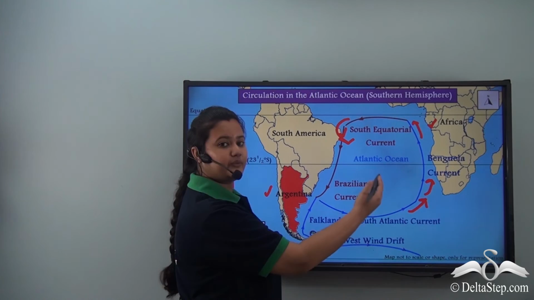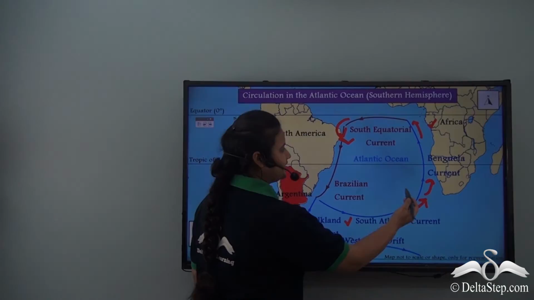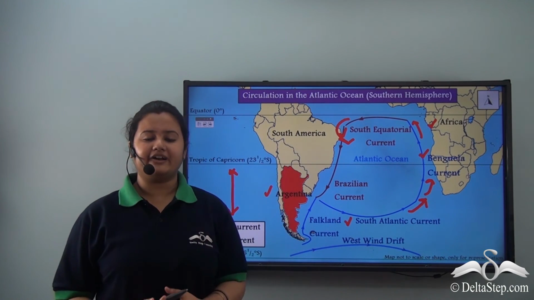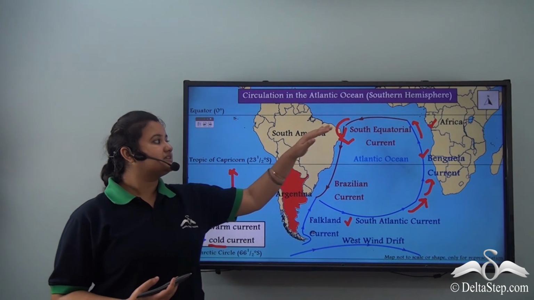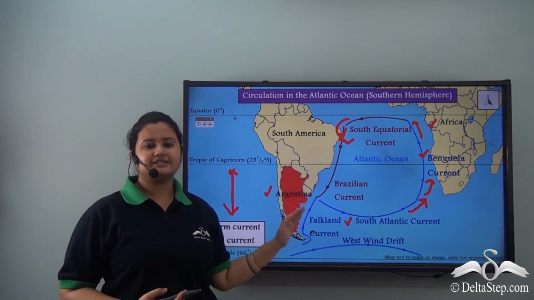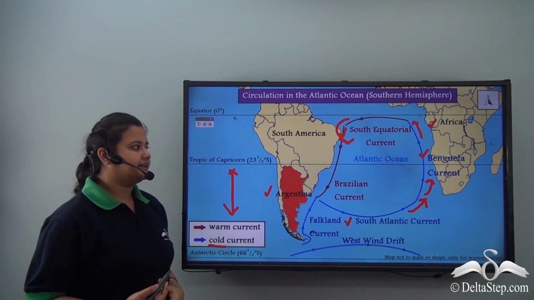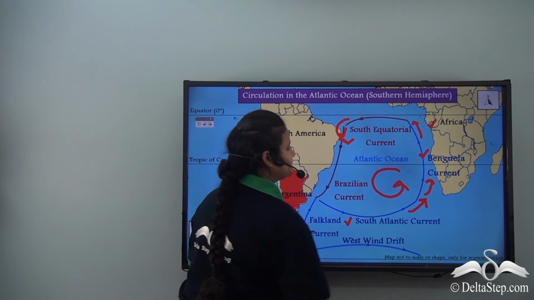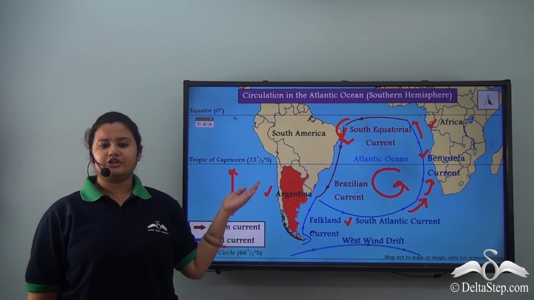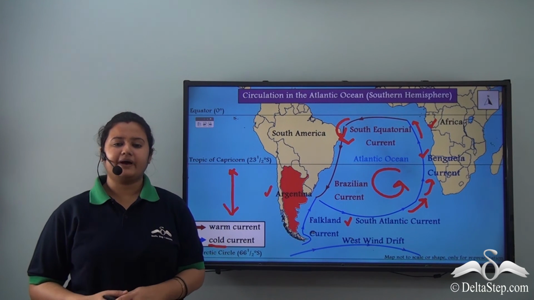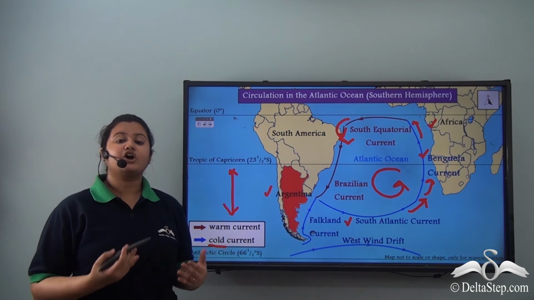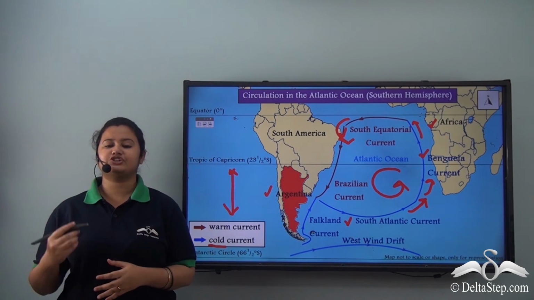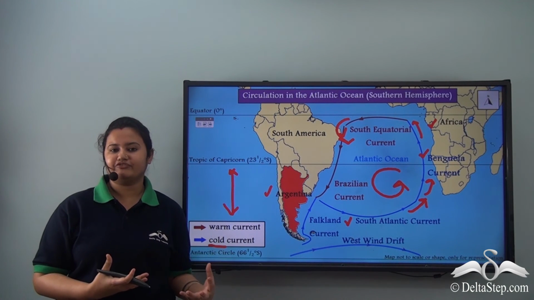Here, under the influence of westerlies, the South Atlantic current flows northwards as the Benguela Current. The Benguela Current finally combines with the South Equatorial Current and completes the circulation. Here you see that the circulation of ocean currents is in anti-clockwise pattern. And why so? The circulation of ocean currents is in anti-clockwise pattern because of the Coriolis effect caused by Earth's rotation.